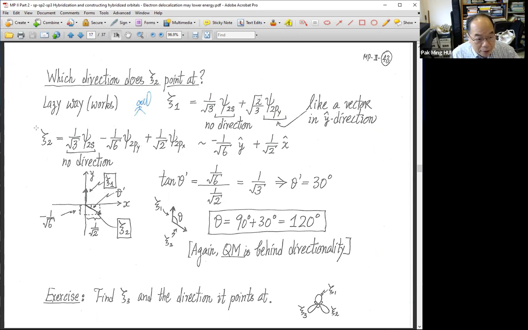Then we also determine the second one. The first term has no direction because it's an S. Now, I'm being lazy here, but it works. This is along y. It has a negative coefficient, so it is in the negative y direction. And how long is it? That long, okay? And then it also has an x component because this is pointing along x. And how long is this x component? 1 over square root 2. So if I use this idea, the second one, C2, is like a vector pointing in this direction.